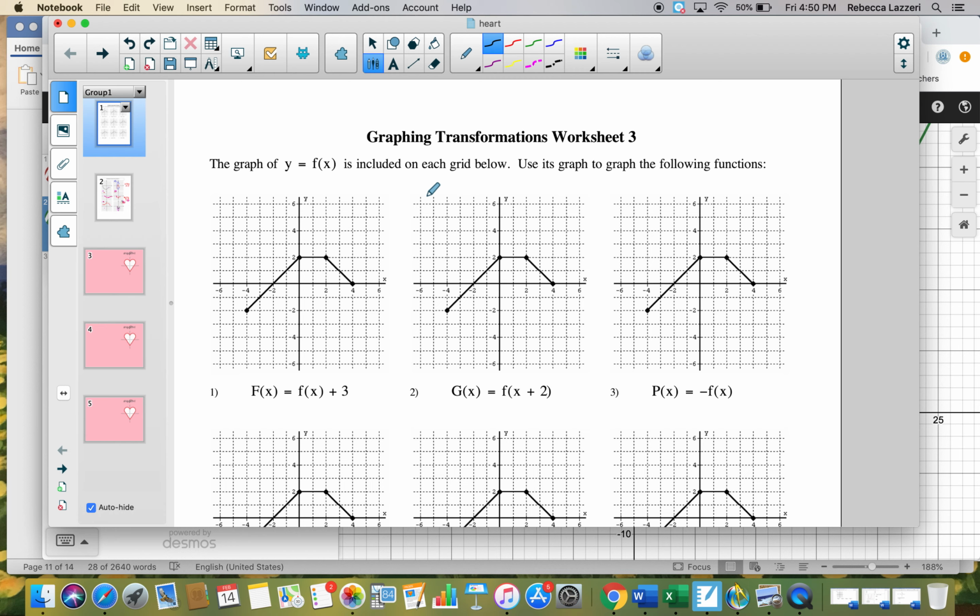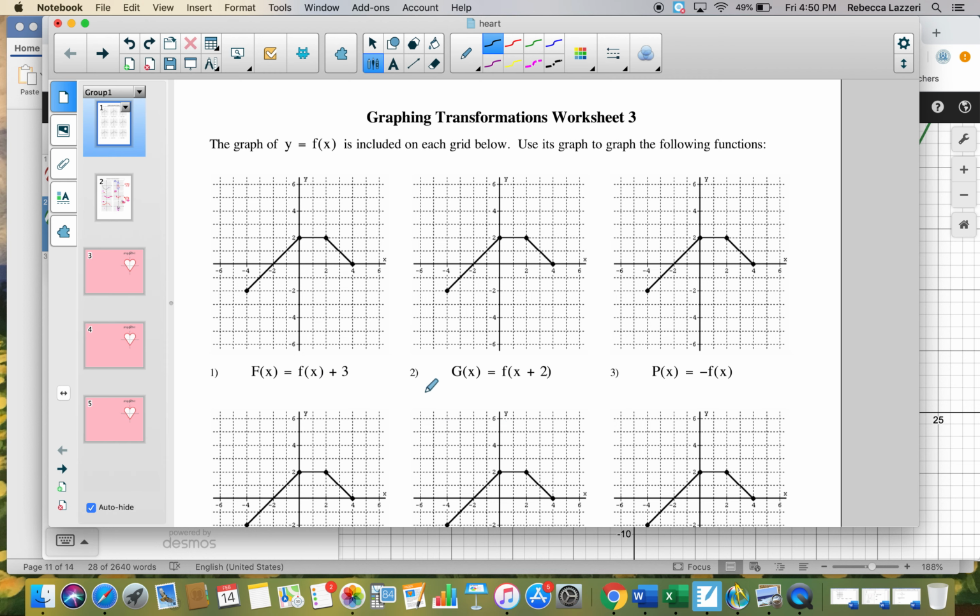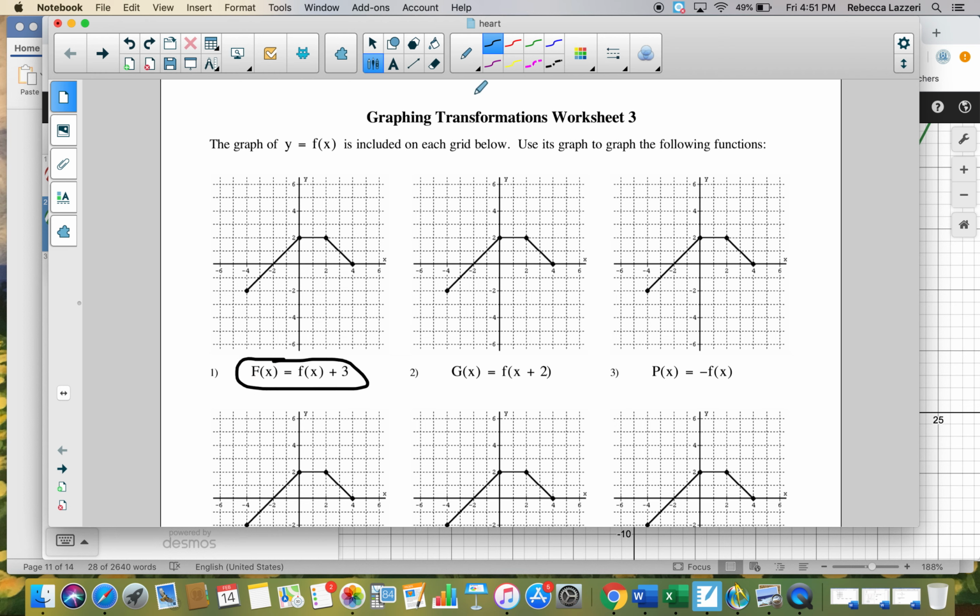All right, on worksheet 3, we're given this f of x. They put it on every single one of these, so we have something to look at. In the last one, I only had it on the first screen. Now f of x is here, and they want me to do this to it. So I'm going to take f of x and shift all of this up 3. So that's 2, shift it up 3, 3, shift this up 3, and take this one up 1, 2, 3. And connect it. That should be straight.